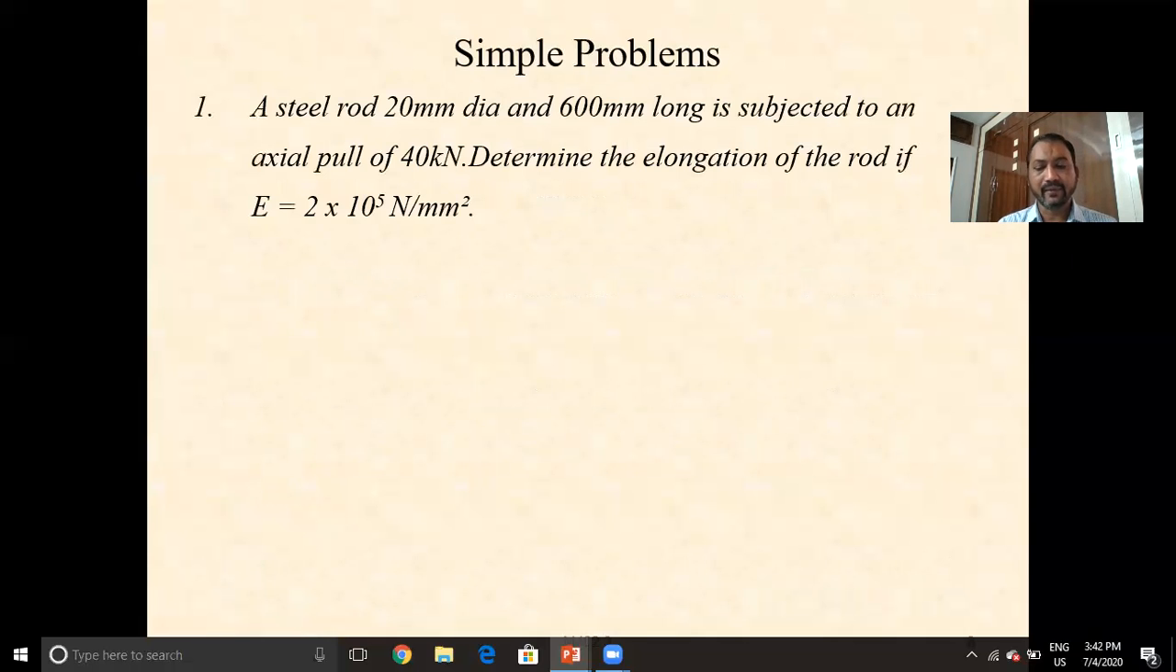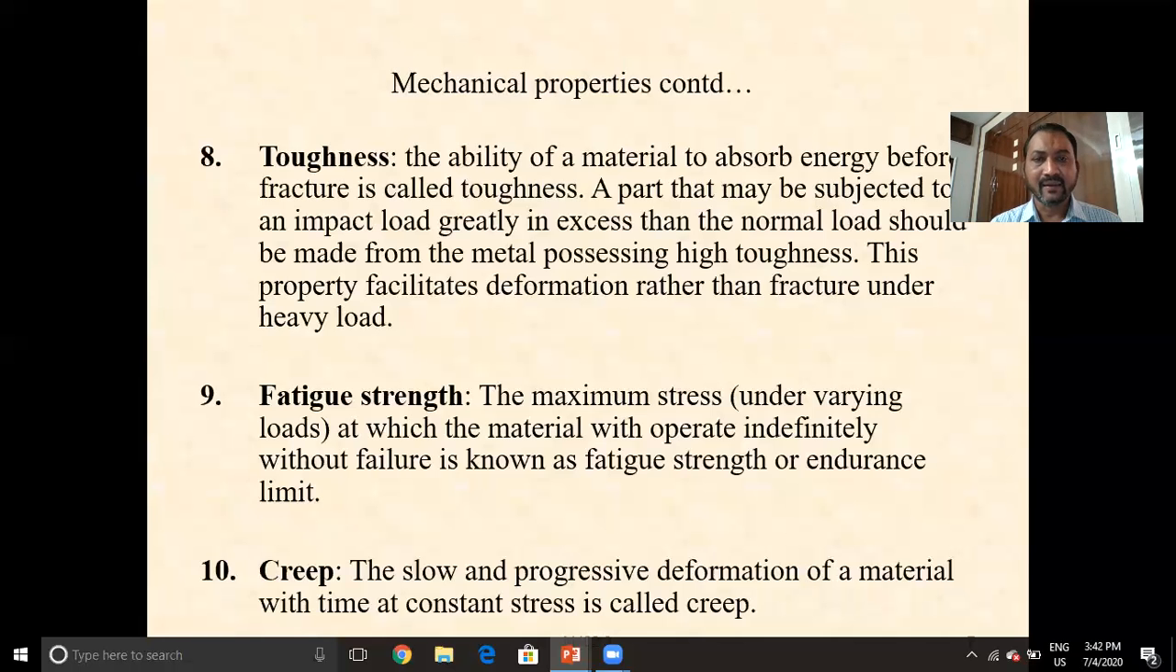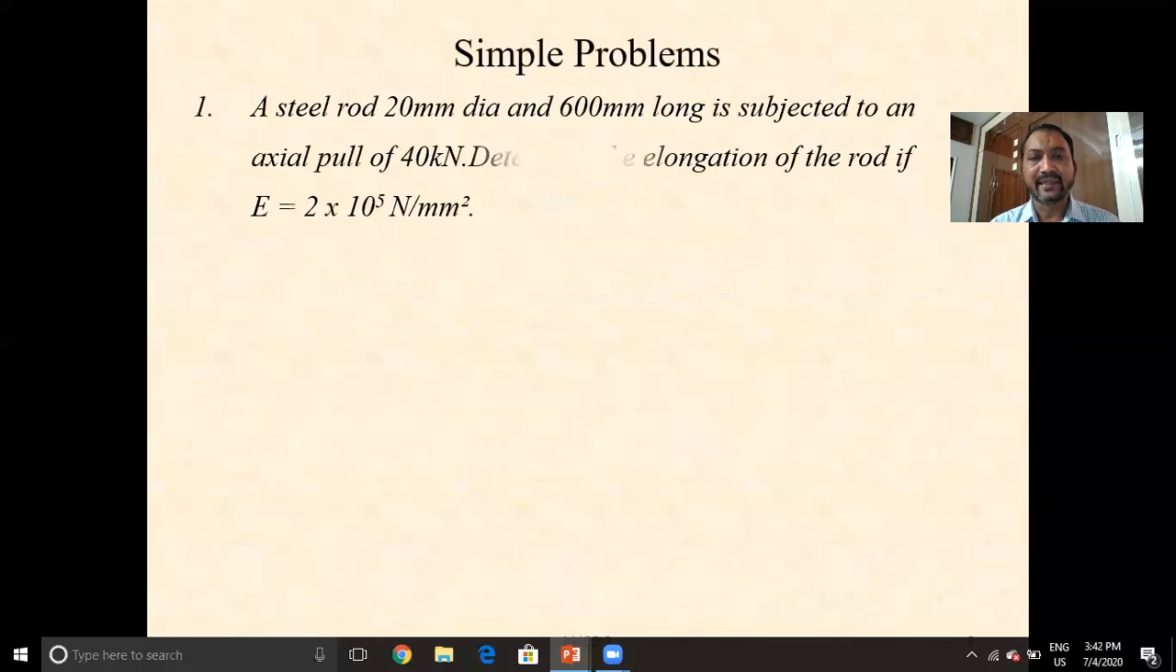Now we have discussed the properties. Next, we're going to have some simple problems on simple stresses and strains. So this is the first problem. First of all, the student has to write down this problem, then we can have the solution.